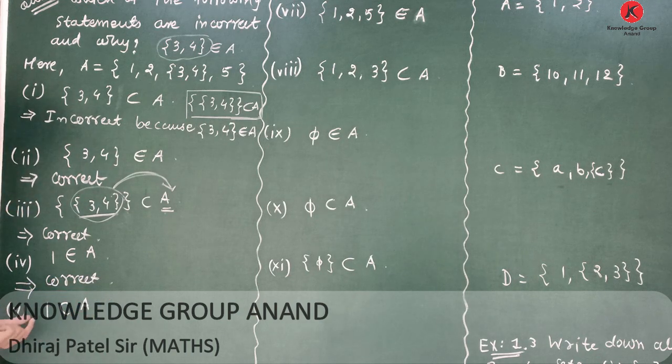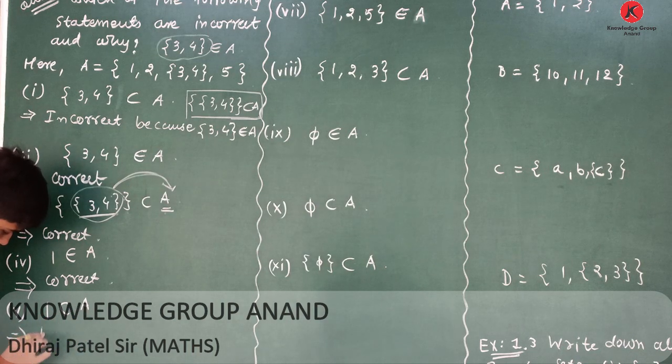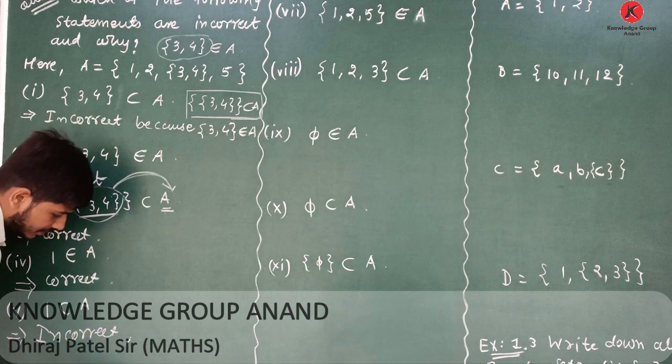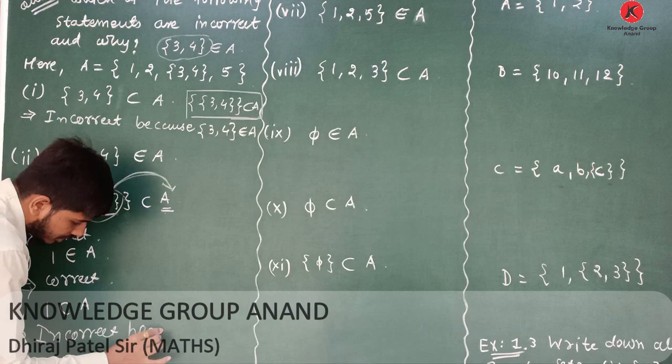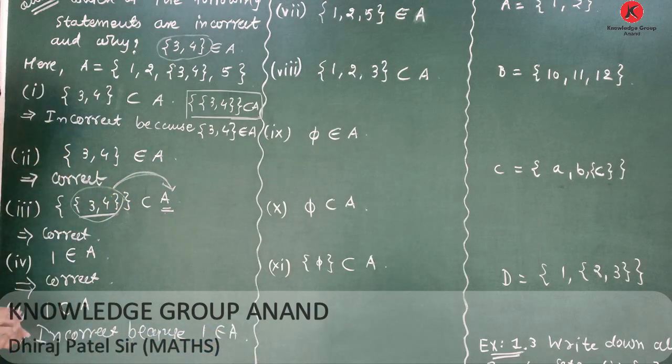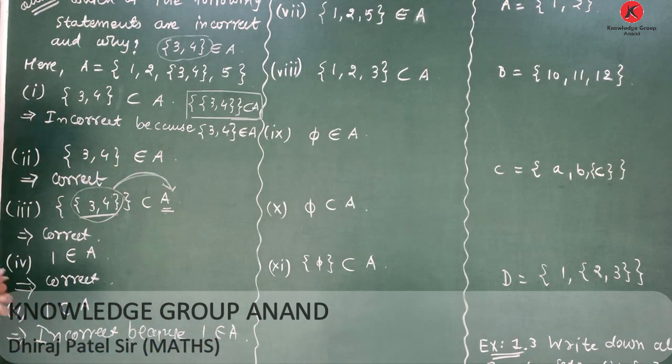See here. 1 subset of A. This is not a set. Okay. So therefore, we can't say this is a subset of set A. Therefore, it is an incorrect statement, and the reason for this is because 1 belongs to A. 1 is an element of set A, not a subset of A. If we put a curly bracket here, then it is a subset.